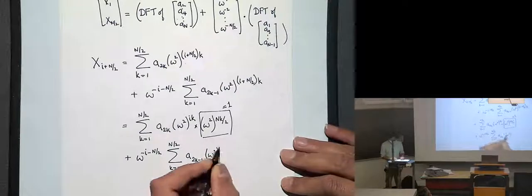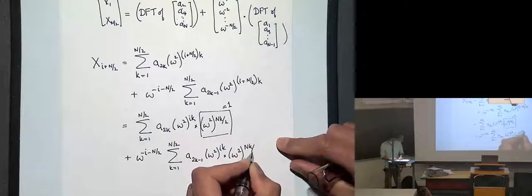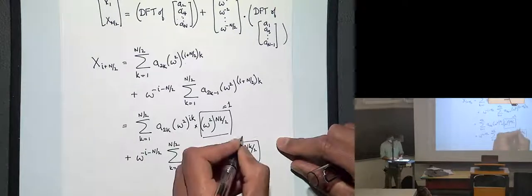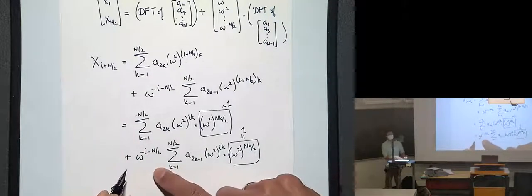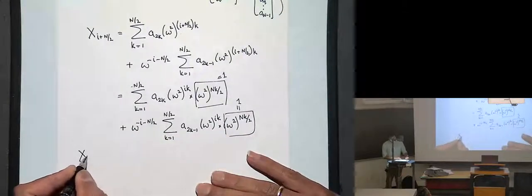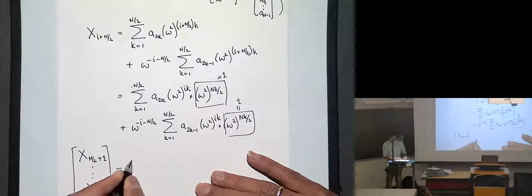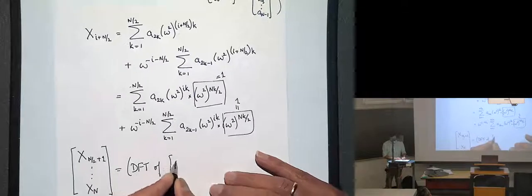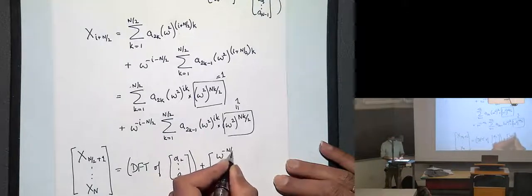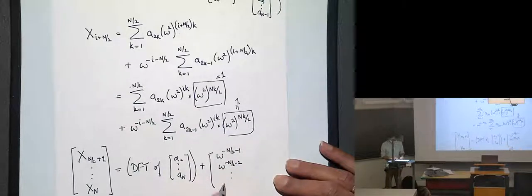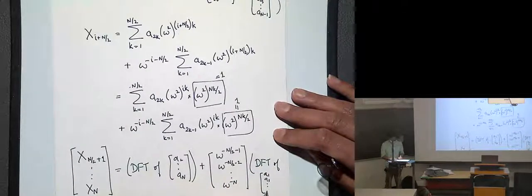So this is omega square to the ik, just as before, times omega square to the nk over 2, which is again equal to 1. So it's the same expression, except now you have a different shift. But this is just a dot product, right? So what you get is that x n over 2 plus 1 up to xn is equal to, again, the DFT of a2 to an, plus, now what you have here is omega to the minus n over 2 minus 1, omega to the minus n over 2 minus 2, omega to the minus n, times the DFT of a1, a3, up to an minus 1.